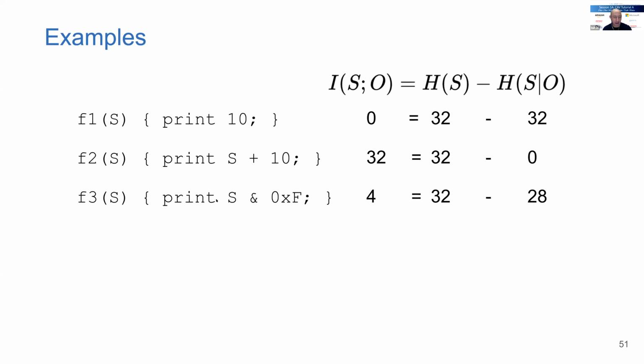And the example I had earlier prints the last 4 bits. Initial uncertainty is 32 bits. Sorry, the remaining uncertainty is 28 bits after I observe the output. And the information leaked is 4 bits, right? So by observing the output, I gain 4 bits of information.